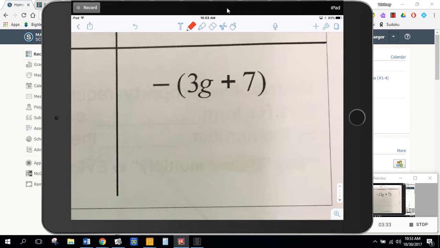Next one, first thing, KCC. I notice no subtraction. Again, this is not a subtraction sign, that is a negative sign, so we are not going to KCC that. And then I'm going to look for missing ones.